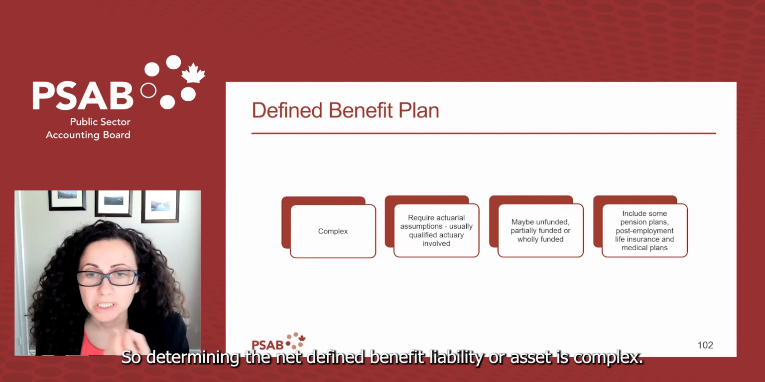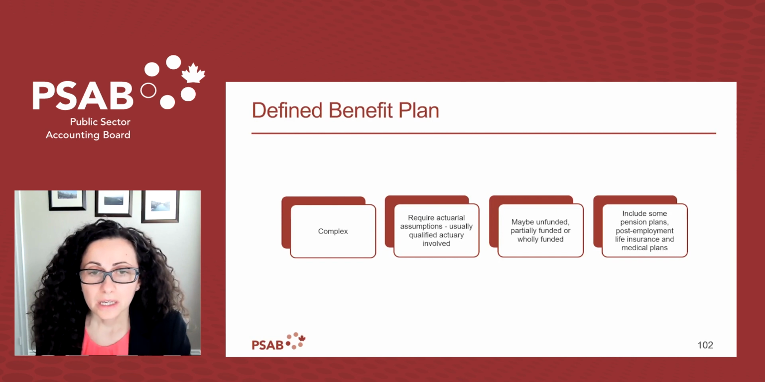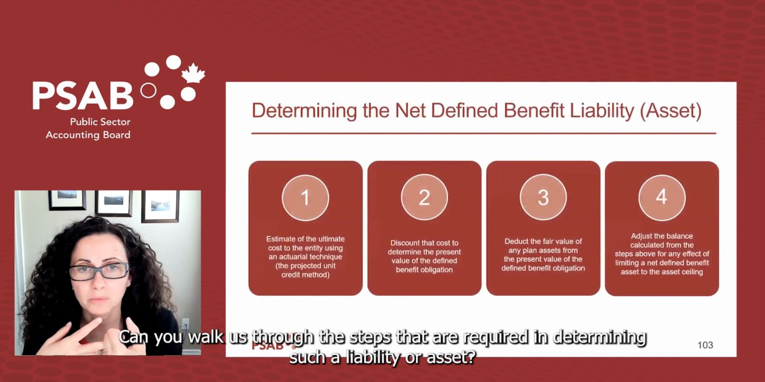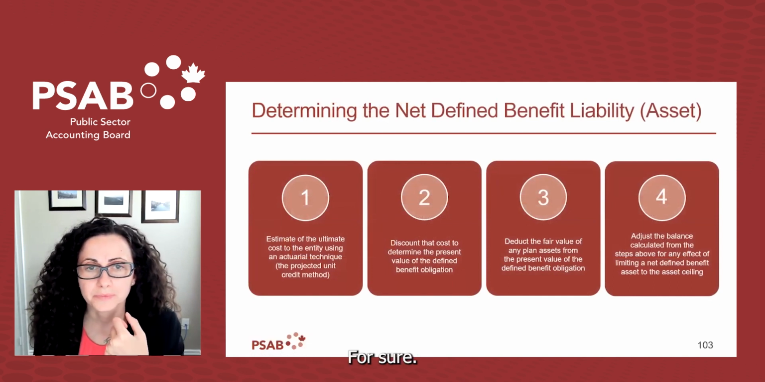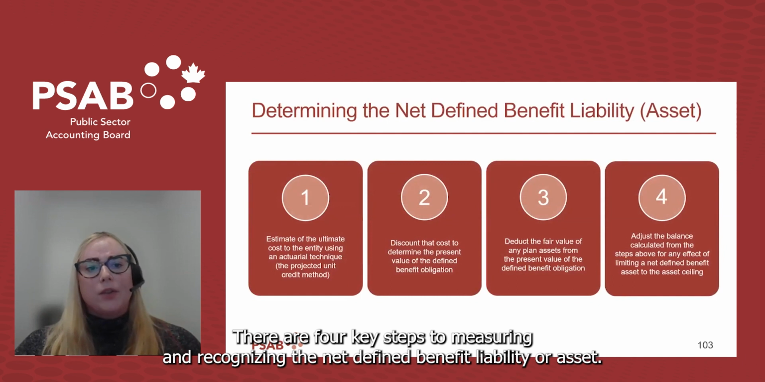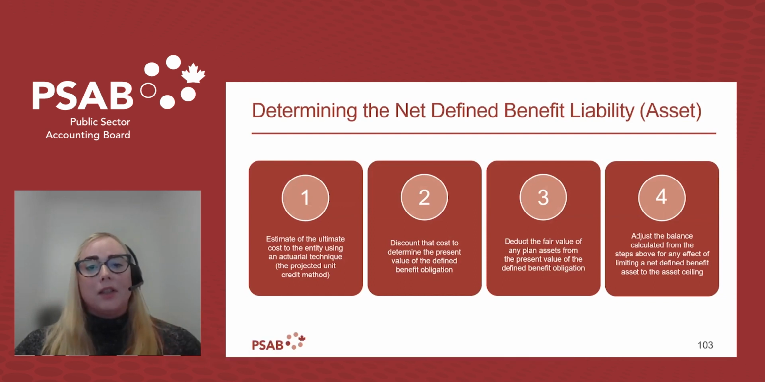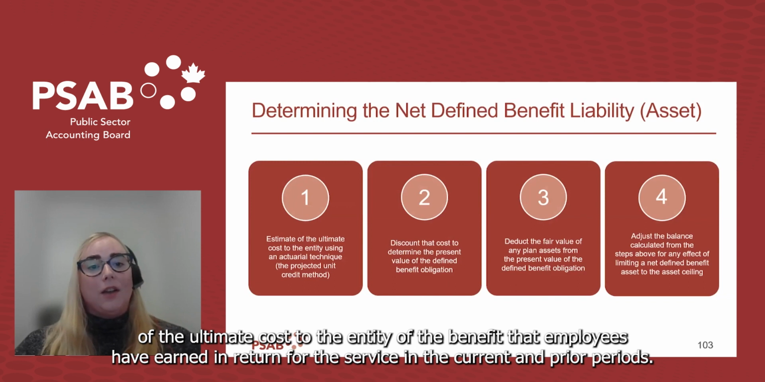Thank you, Riley. So determining the net defined benefit liability or asset is complex. Can you walk us through the steps that are required in determining such a liability or asset? For sure, there are 4 key steps to measuring and recognizing the net defined benefit liability or asset. The first is to use an actuarial technique, such as here, the projected unit credit method, to make a reliable estimate of the ultimate cost to the entity of the benefit that employees have earned in return for their service in the current and prior periods.